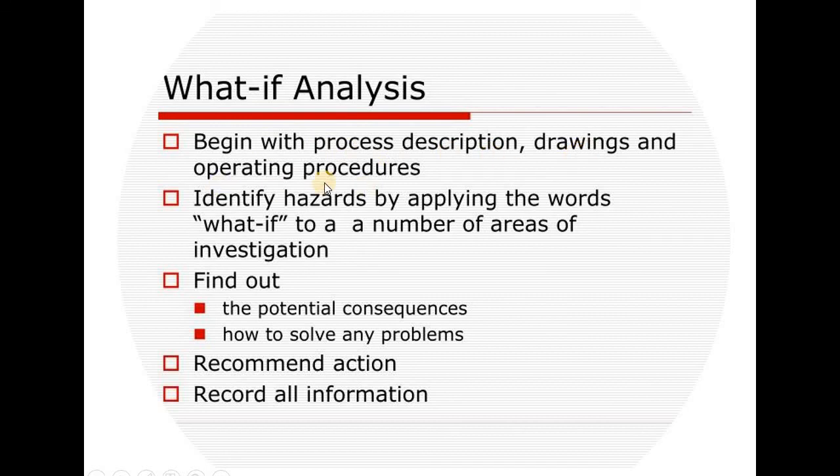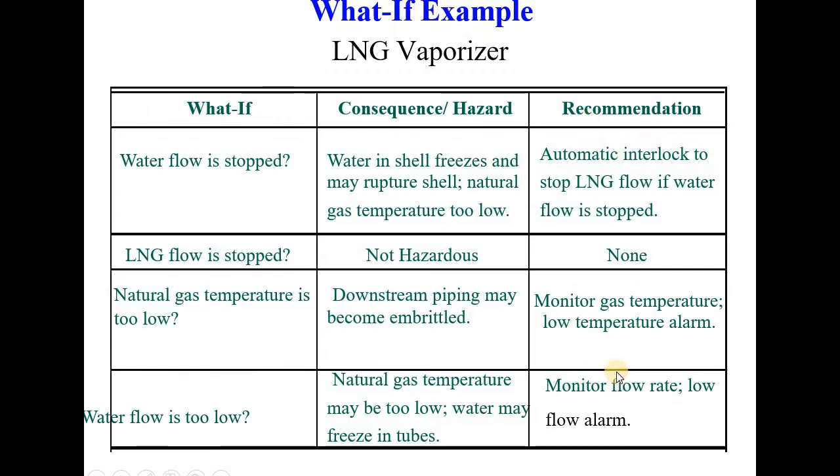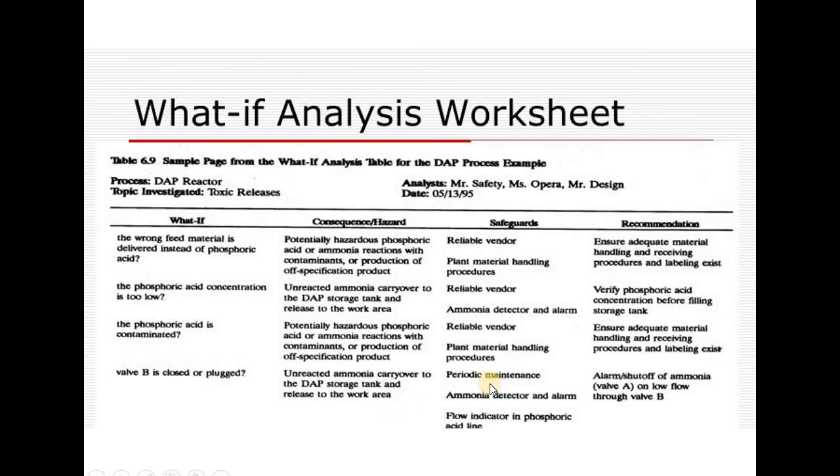You begin with the drawings, you put a what if, and then you put all the consequences and you recommend the actions, and of course you record all the information that you need. This is a real what if analysis sheet rather than an example, where it says in the reactor, if you have toxic releases, like what if the phosphoric acid concentration is too low. We have already taken an example, but now this is in the sense of what if.